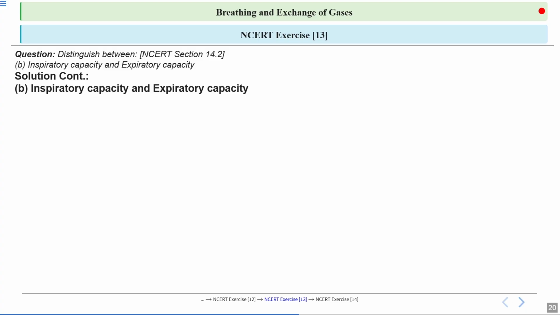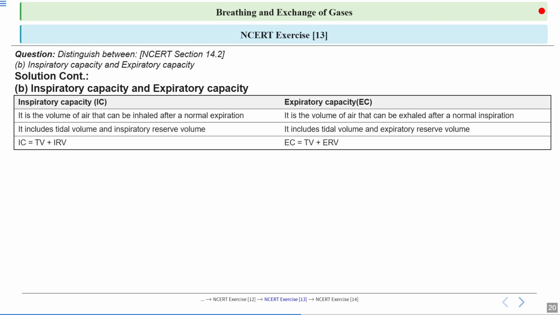Next difference is the inspiratory capacity and expiratory capacity. Let us see that. Okay. It is the volume of air that can be inhaled after normal expiration. Total volume of air a person can inspire after normal expiration. And this includes the tidal volume and the inspiratory reserve volume. Right? So two things are there in the inspiratory capacity.